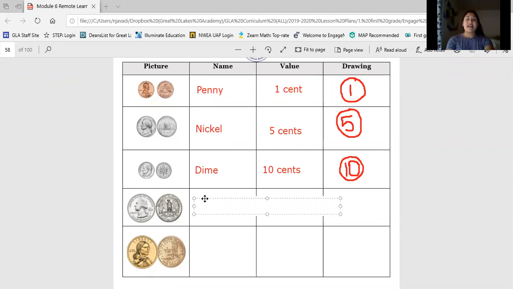This coin is a quarter. How many is a quarter worth? The quarter is worth 25. So write 25 cents, and then go ahead and draw your quarter over here.